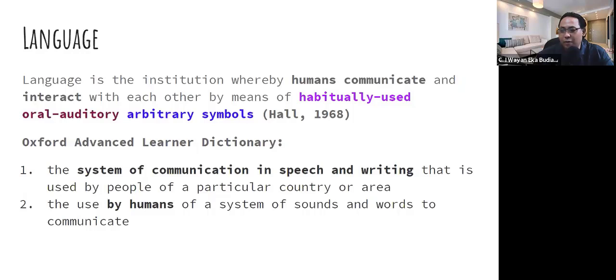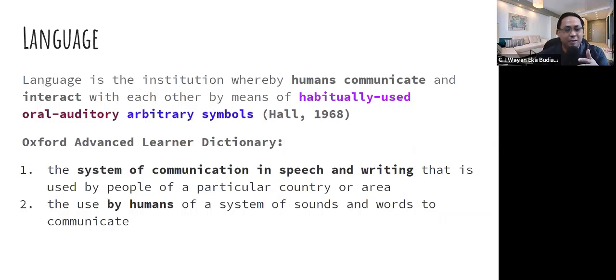The other definition I see is from the Oxford Advanced Learner's Dictionary. There are at least two definitions, also called the system of communication in speech and writing that is used by people of a particular country or area. What does it mean by system? A system should be well organized and should not be conducted randomly, right? So when we talk about a system, there's a rule, there are regulations, and this is what we later call the structure, the grammar of the language. So that becomes a system.